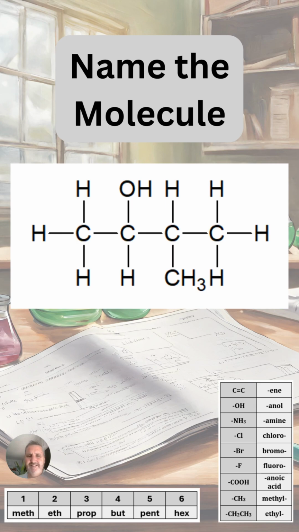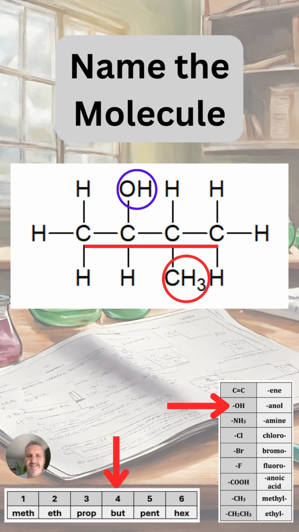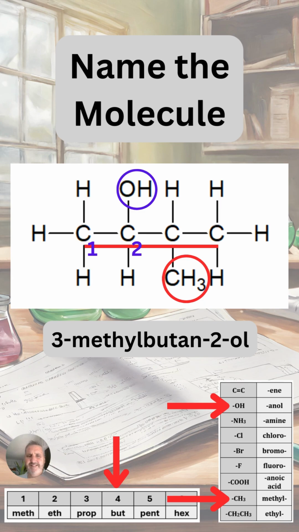Okay, so here we have an alcohol molecule because there is an OH group attached to the carbon chain. We can see that the longest carbon chain is 4 carbons, so it's going to be butanol. And the OH group comes off the second carbon. And remember, the OH has numbering priority over the CH3 group. So we go 2 for the OH group, so it's butan-2-ol. And the methyl group must come off the third carbon. So this molecule will be called 3-methylbutan-2-ol.